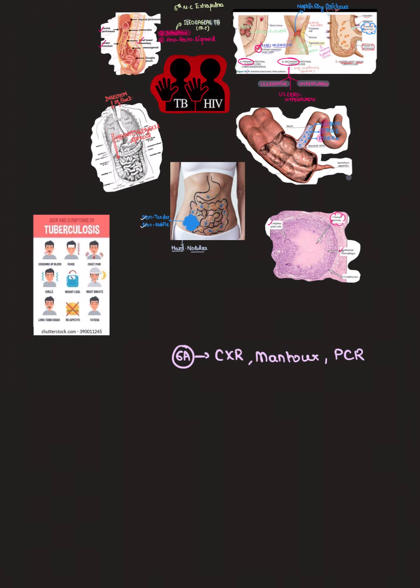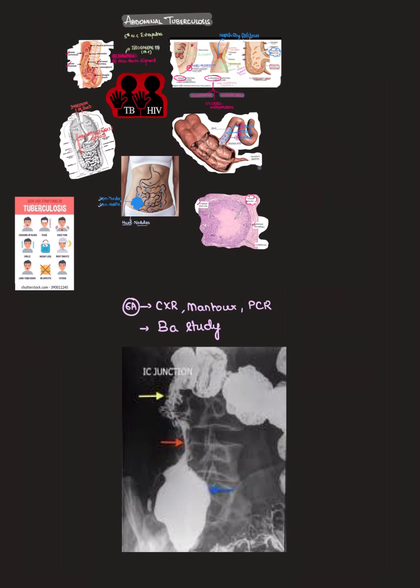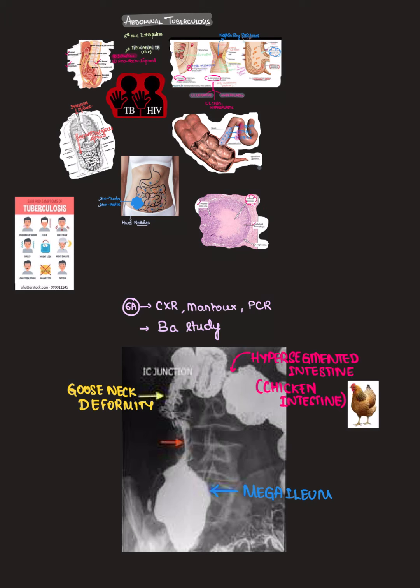And finally to confirm the abdominal TB we are going to do the easiest and most direct method, that is a barium study. In barium study what are you going to find? The first thing you are going to find is the presence of goose neck deformity because of the straightening of the ileocecal region. Since there is obstruction, the part proximal to the obstruction, that is the ileum, is going to show dilation. So it is called mega ileum. Okay, and then there will be hypersegmentation of the intestine. Since there is obstruction, of course there will be increased transit time also.